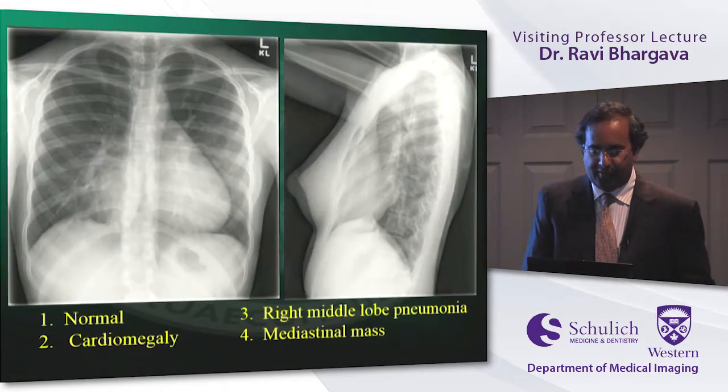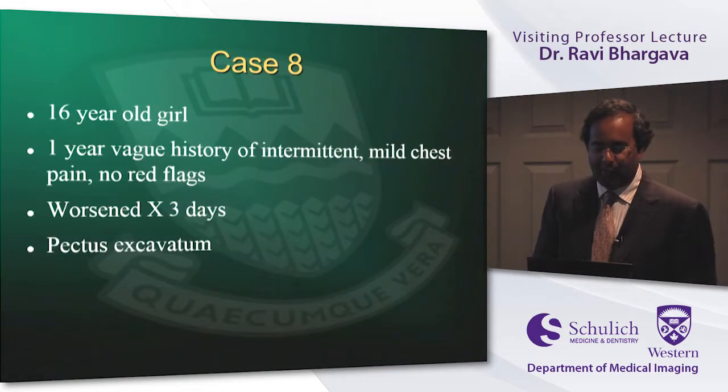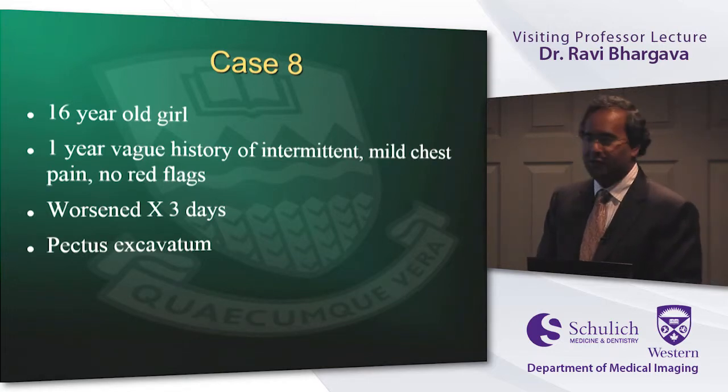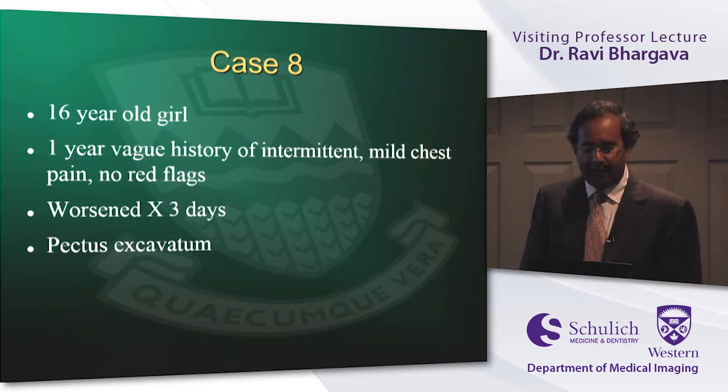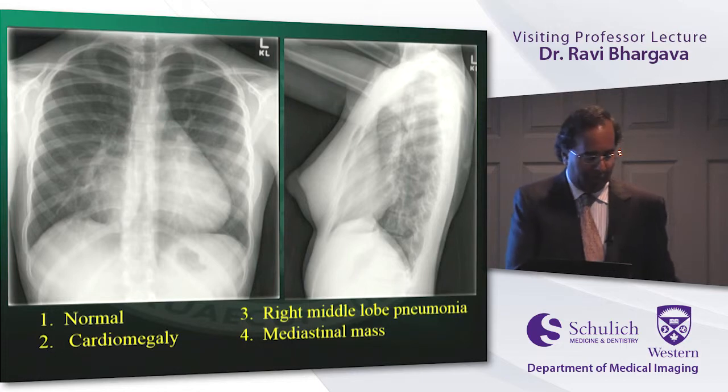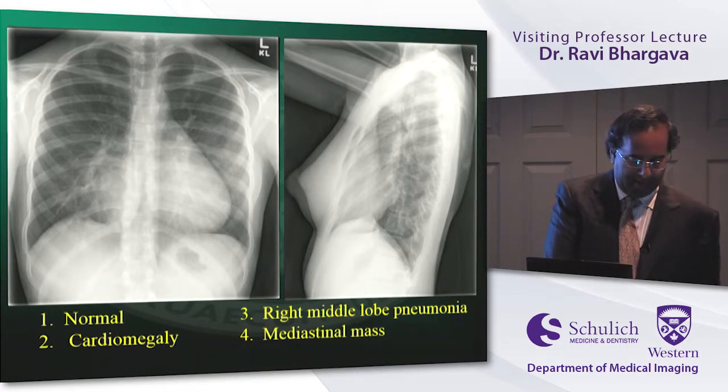Okay, so the next case is a 16-year-old girl. She has a 1-year vague history of intermittent mild chest pain, really no red flags, nothing really worrisome about her chest pain, no cardiac history, nothing of note. But her pain has worsened over the last 3 days, and she's known to have a pectus. So here's her chest radiographs.